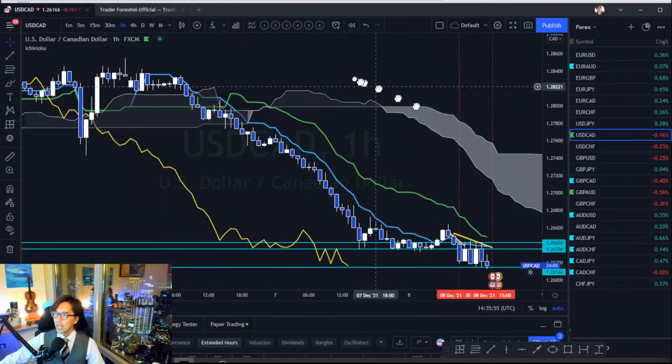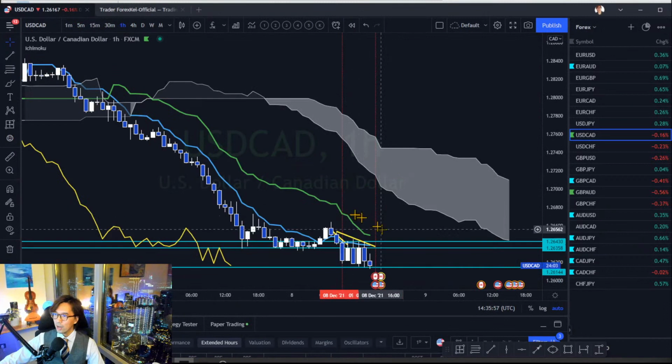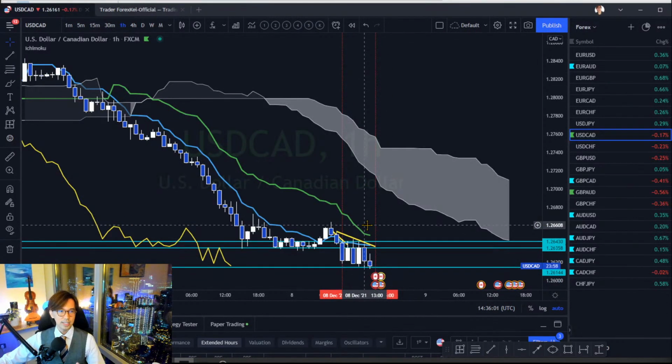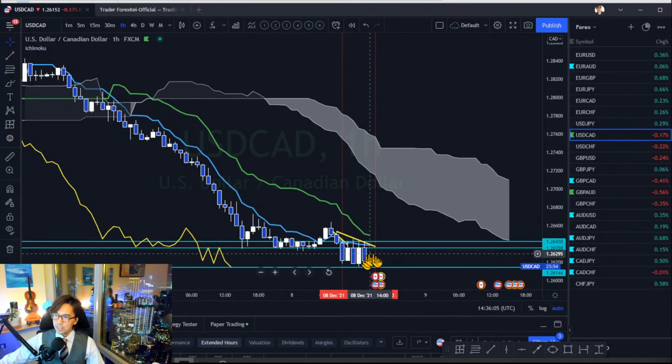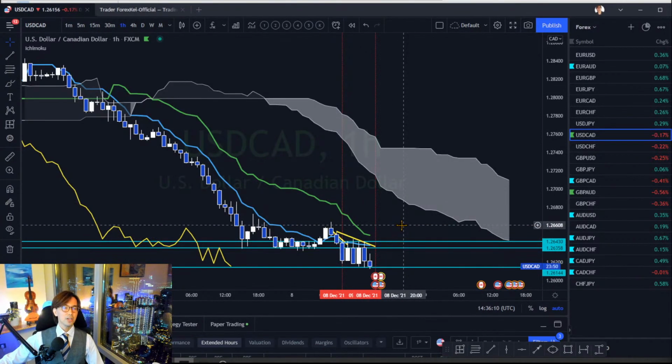So if it remains down like this, Kumo down, Kijun-sen down, then there's no reason to exit. There's no reason to exit in this case. I keep holding. But let's say if next candlestick, Kumo flat, Kijun-sen flat, then I might be looking for the exit timing. And for sure, I will exit before the news.